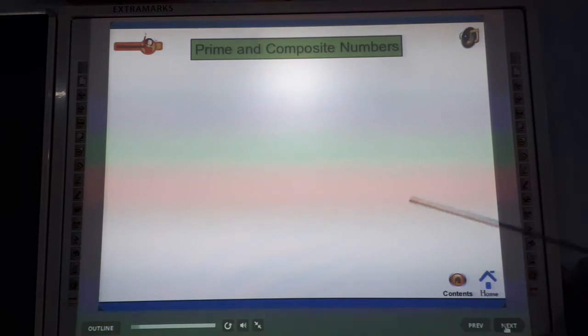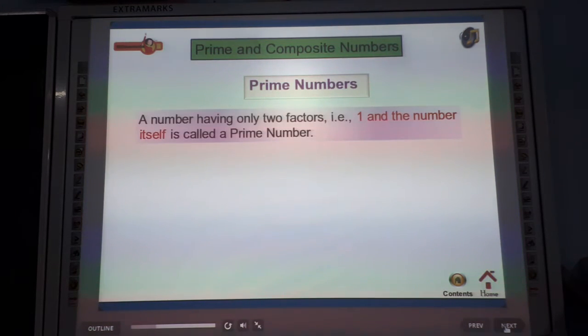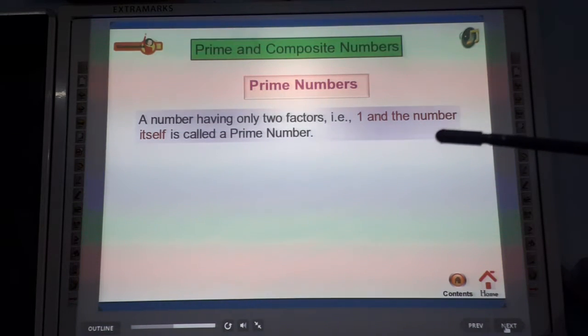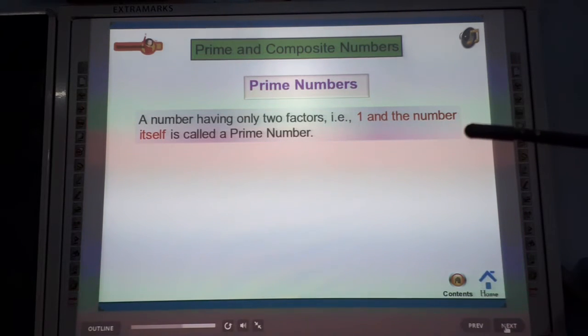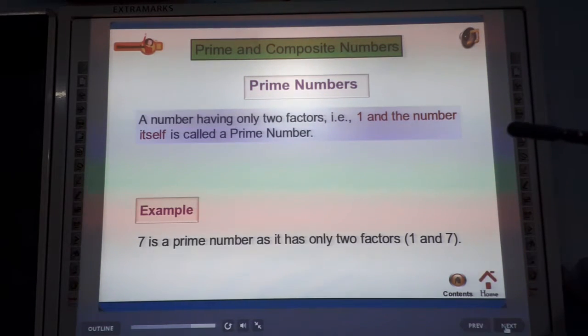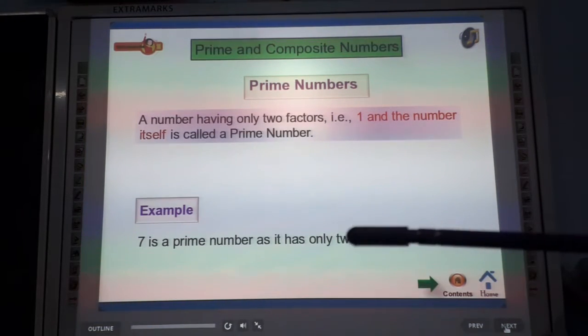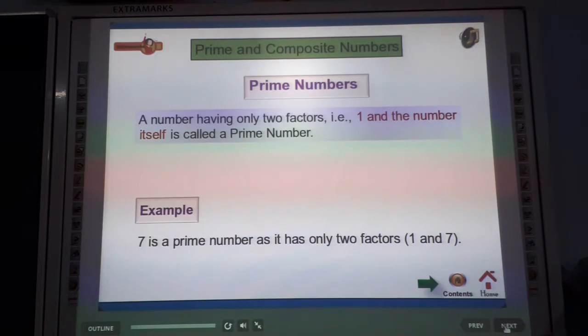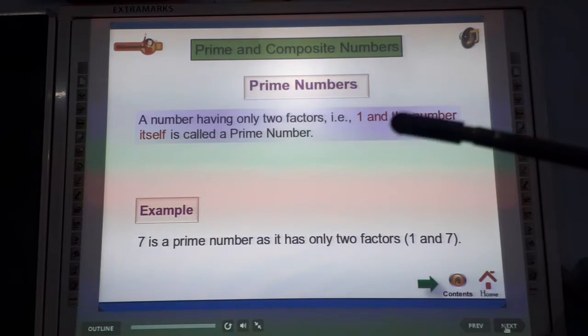Now next is the topic prime and composite numbers. First is prime numbers. A number having only two factors, that is 1 and the number itself, is called a prime number. For example, 7 is a prime number as it has only two factors, 1 and 7.